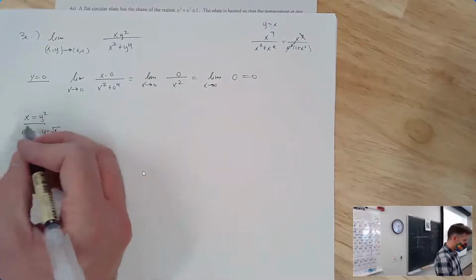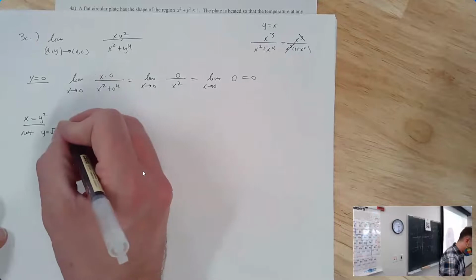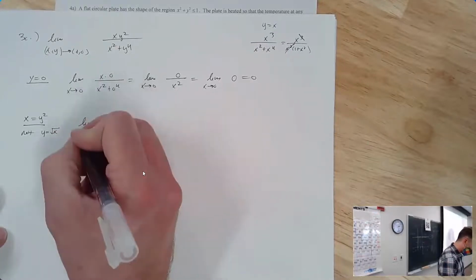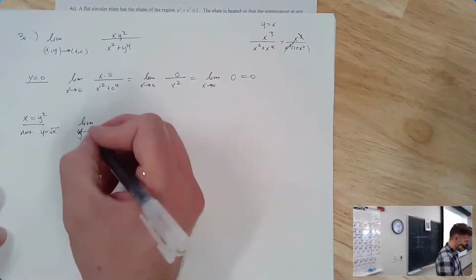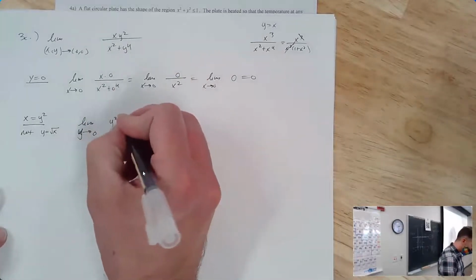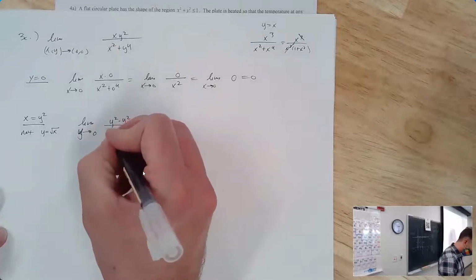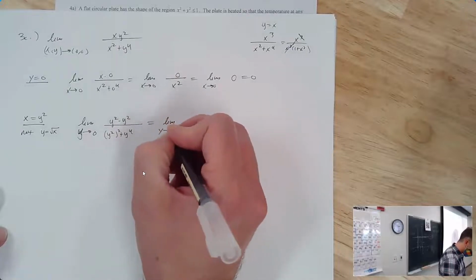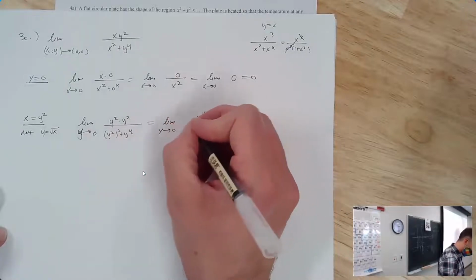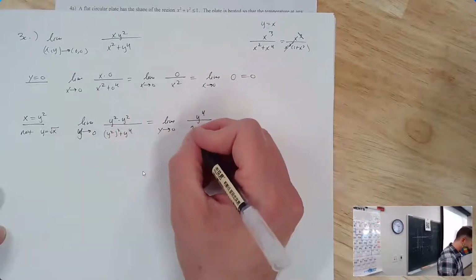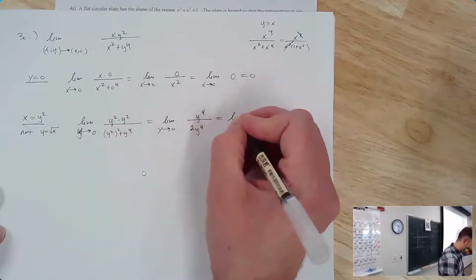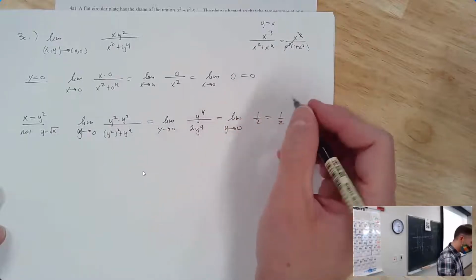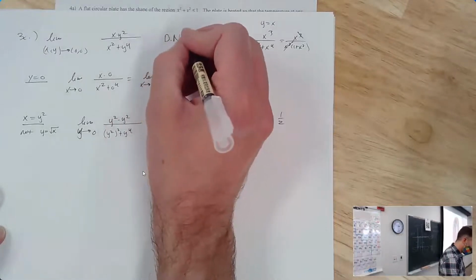Because this is defined for all x and y. This is not. Okay, so then we get the limit as y goes to 0, because I'm replacing all the x's with y's, of y squared times y squared over y squared squared plus y to the fourth. Oh, that's going to work out great. I'm going to get y to the fourth on top over y to the fourth plus y to the fourth, which is 2y to the fourth. And then those cancel, and you get the limit as y goes to 0 of 1/2, which is 1/2, which is not 0. So this limit does not exist.